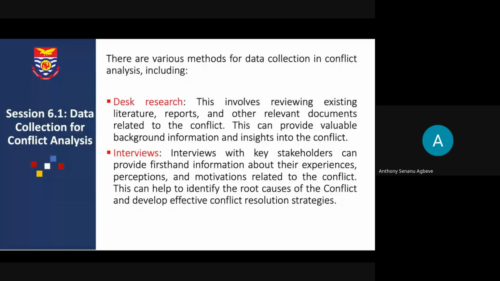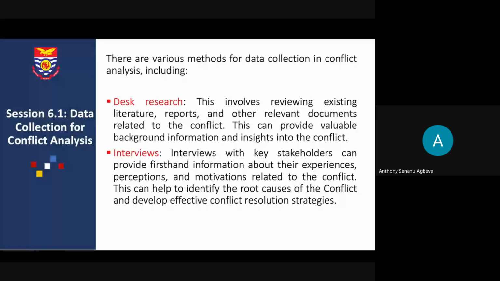This can provide valuable background information and insights into the conflict. So this review, like I mentioned, you go like conflict. You get a lot of information on the internet, what people have written about it, right? Then you read about it to understand the genesis of the conflict, the actors, how the issue has traveled over the years. So you get all those resources on the internet, right?